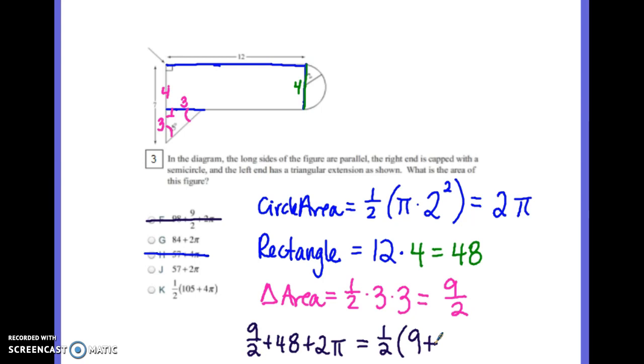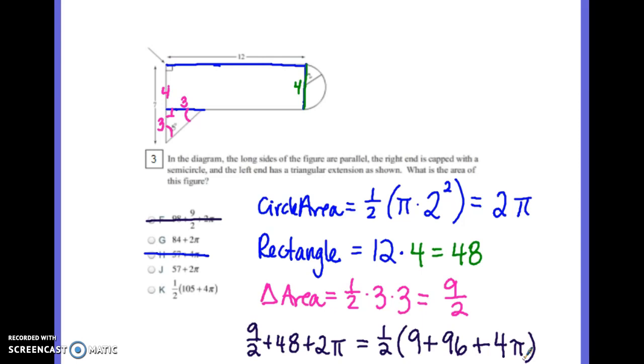Okay. How many halves can you pull out of 48? That would be 96 halves. And then you have 2 pi. Don't worry about the pi, but think about the 2. How many halves do you have in the number 2? Well, you have 4 halves, and that pi just kind of comes along with it.